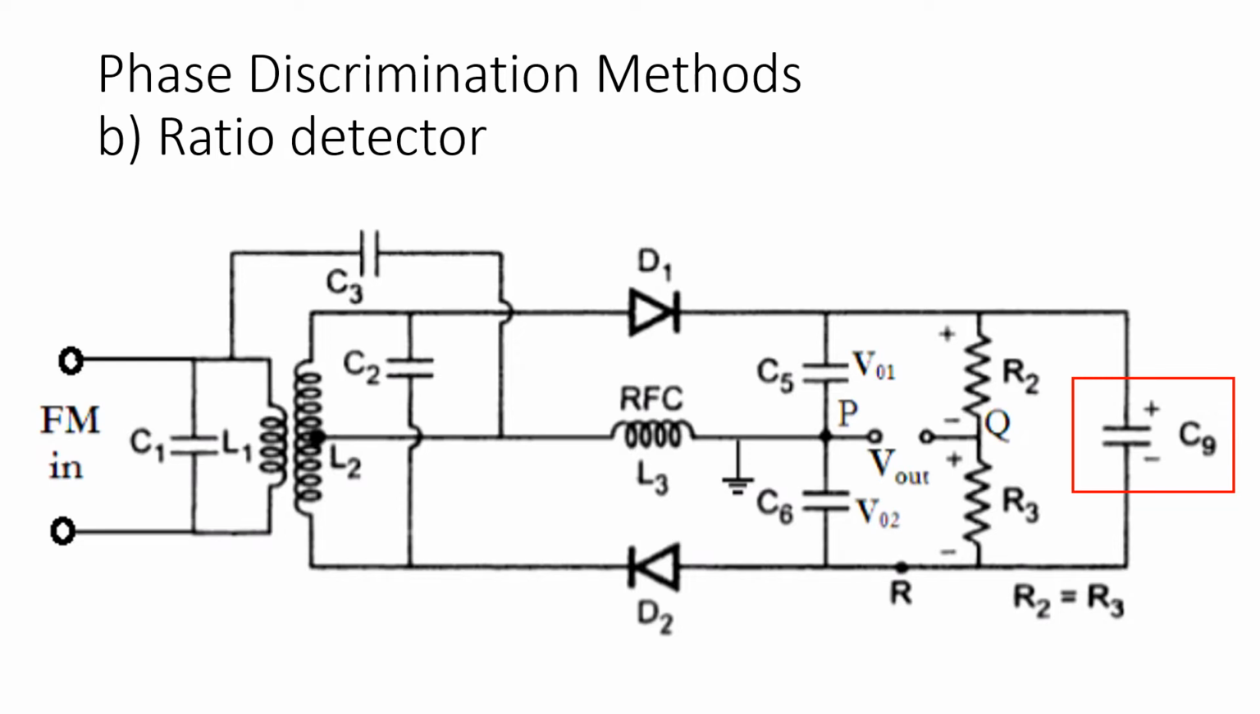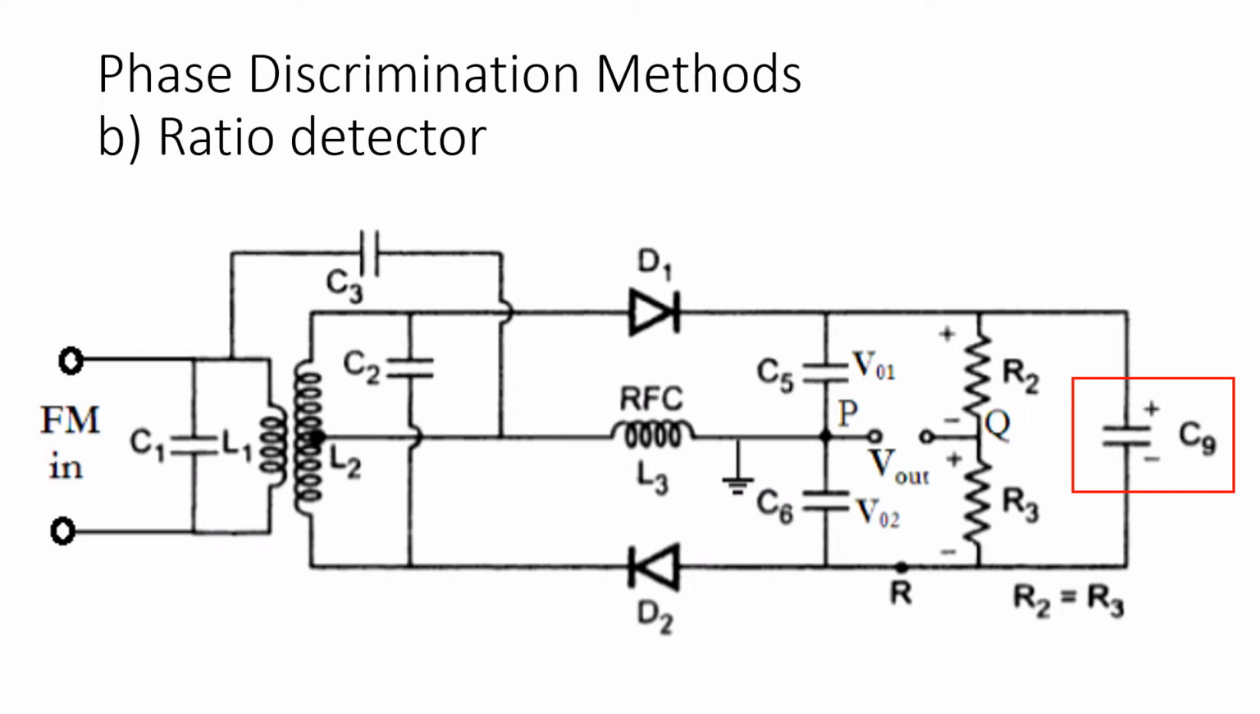Now, the operation of ratio detector is similar to the Foster-Seeley. Means as the frequency of FM signal changes, the V01 and V02 changes. At the frequency of FM signal Fc plus del F, V01 is greater than V02. At frequency of FM signal Fc minus del F, V01 is less than V02. But at these frequencies, the addition of V01 and V02 remains constant due to the initially charged capacitor C9.